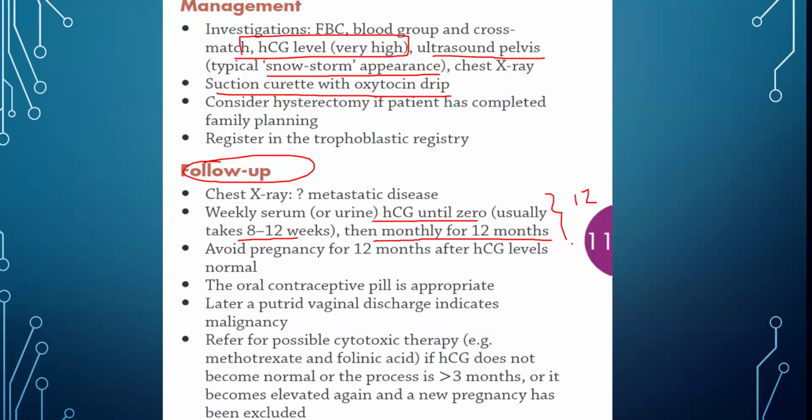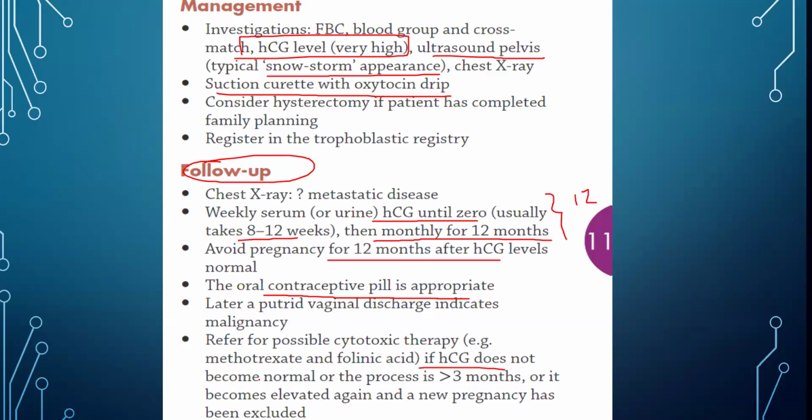In this 12 months time, you will advise the patient not to get pregnant, because if they get pregnant, beta HCG will be elevated, and it will confuse us whether it is cancer or pregnancy causing the high HCG. So that's why we advise them not to get pregnant in the next 12 months. So you can put them on a contraceptive pill in this time period.